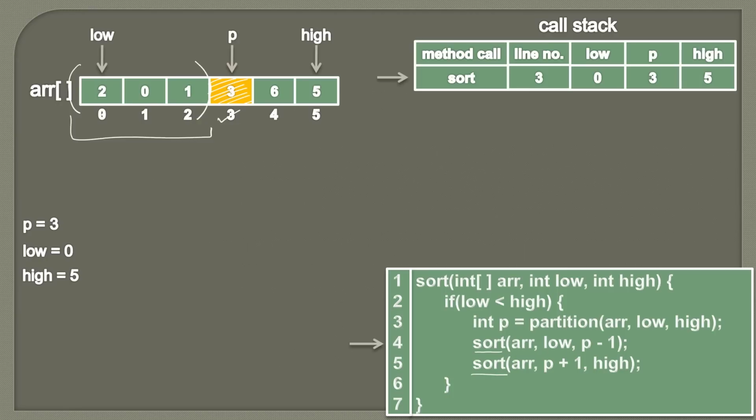Low value will be 0 only, high value will become p minus 1 because we are calling this sort method with p minus 1. It means we are taking in this range. This is p, so this will be p minus 1. So when this sort method gets called again, our high will become p minus 1. As we are leaving this sort method and calling this sort method, first we will update the line number here, and we are storing the state of the low, p and high. So we update line number 4 here, and we leave this sort method and again call the sort method.